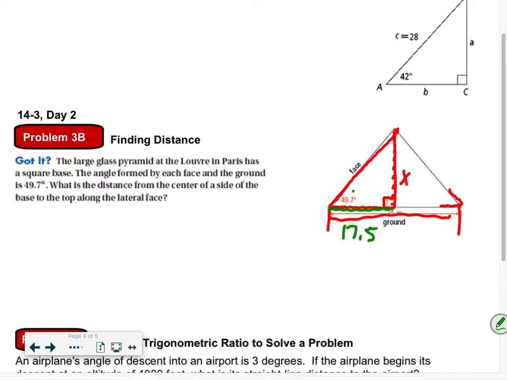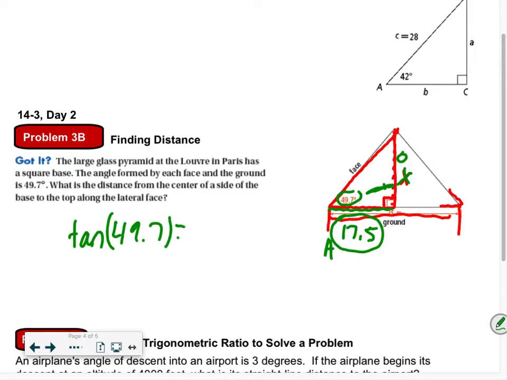So I know my angle, I know a side. I just need to figure out how x relates to my angle. Well, x is opposite, 17.5 is adjacent, so I'm using tangent. So the tangent of my angle, 49.7, is the opposite side, which is x, over my adjacent, which is 17.5.